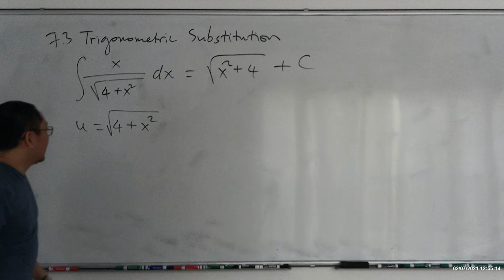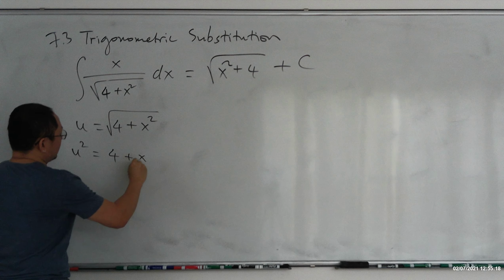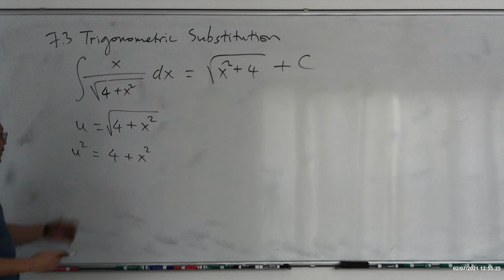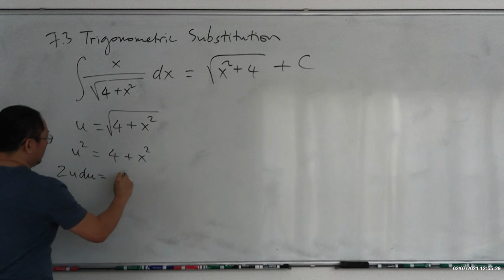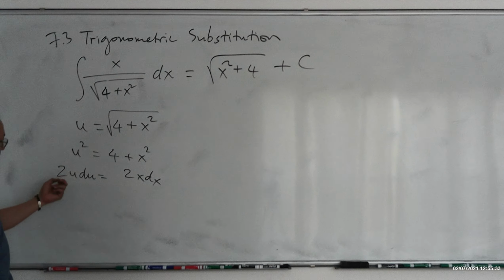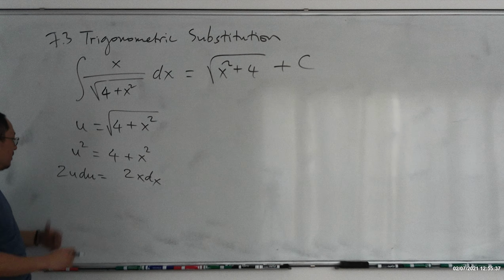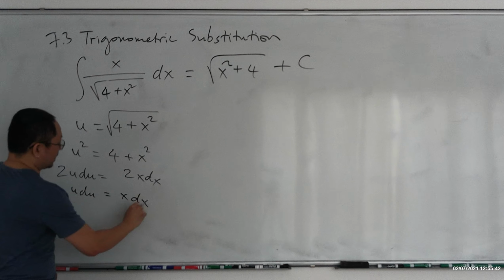Okay. Then what? U squared is equal to 4 plus x squared. I'm just squaring up both sides. Okay? And then I differentiate both sides. I got what? 2u du is equal to 2x dx, because the derivative of 4 is 0 already. U squared derivative, power rule, right? 2u du. X squared derivative, 2x dx. You cancel out the 2. You got u du equal to x dx.